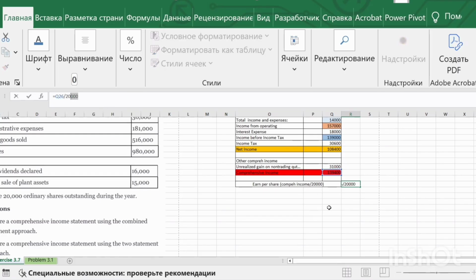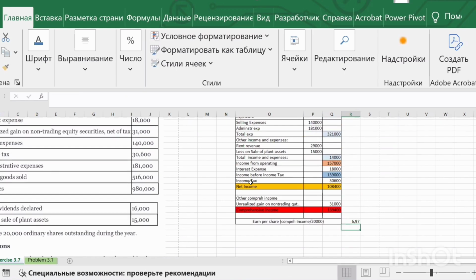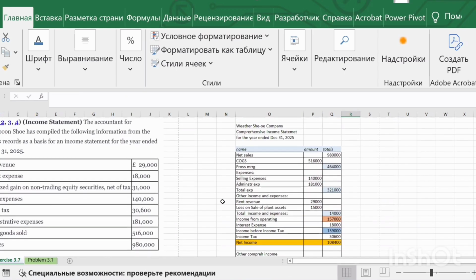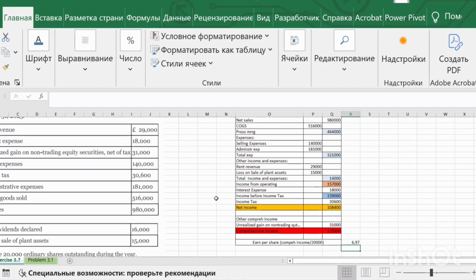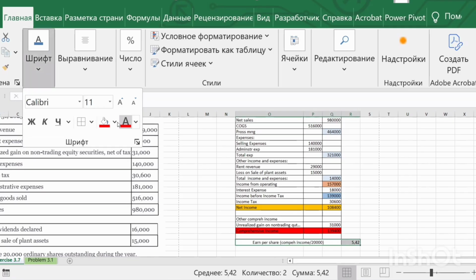Okay. Oh no, we do not need comprehensive income. I'm sorry. We need just net income. Why not comprehensive income? Because our price of shares depends on the real net income. Okay. So the first part is ready.